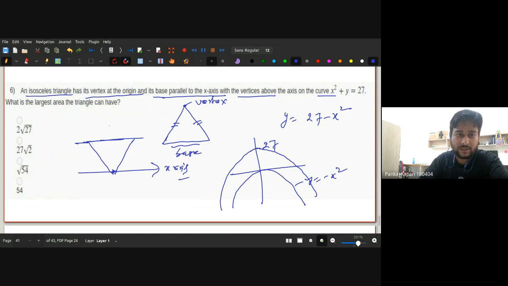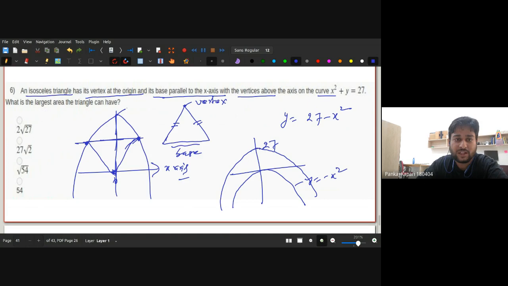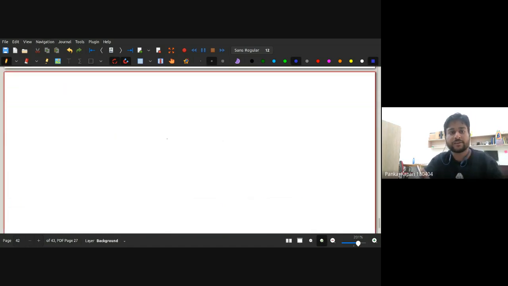So the curve is passing like this, the parabola, and both of these vertices are on this parabola, except this vertex. So one vertex is at the origin and these two vertices are on the parabola, and this is the point 27. And you can see that this is x and this is equal to y length. Let me make a neat figure.